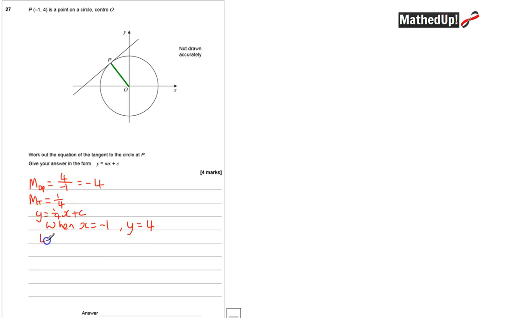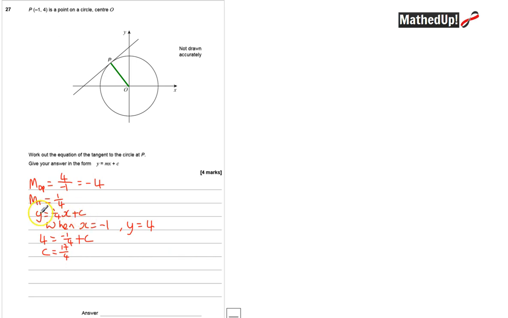So 4 is equal to a quarter times -1, which is -1/4, plus c. So 4 plus a quarter must be equal to c. So remember, 4 is 16 quarters. So 16 quarters plus 1/4 is going to give me 17 quarters. So that tells me that c is going to be equal to 17 quarters.